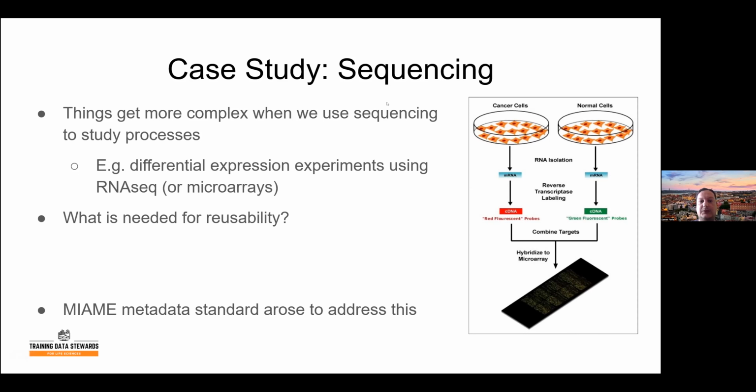Okay, and so this concrete case led to the rise of the MIAME standard, which stands for Minimum Information About a Microarray Experiment. And it has gone beyond microarrays, so it also encompasses RNA-seq since RNA-seq was created. So this was one of the first metadata standards, actually the first metadata standard in molecular biology. There were other standards in place for the medical community, but in terms of experimental biology, this was the first standard to be generated. And we talked about it previously.